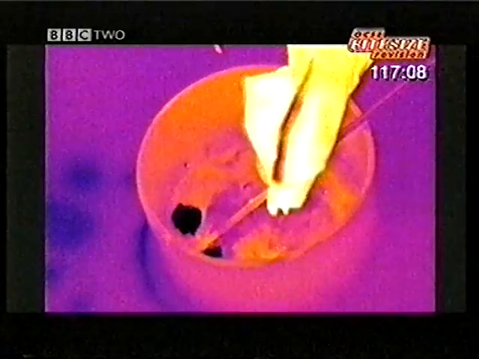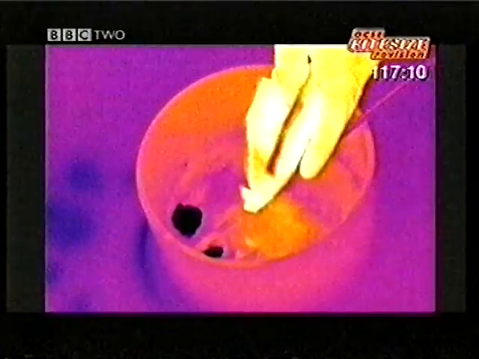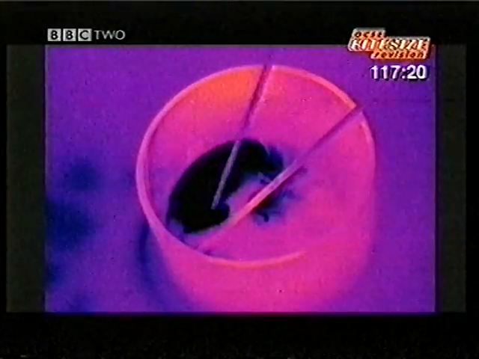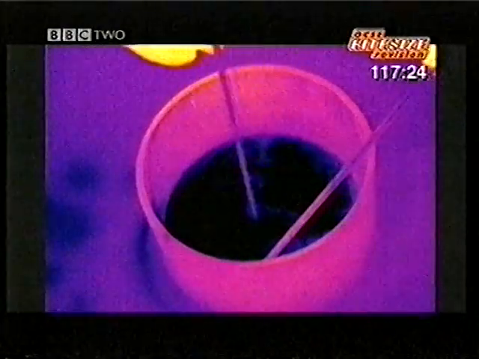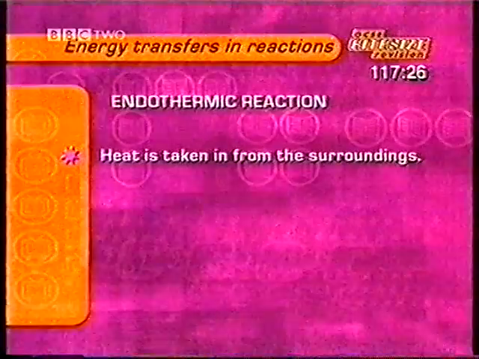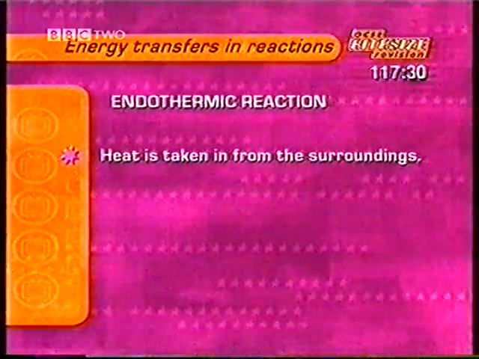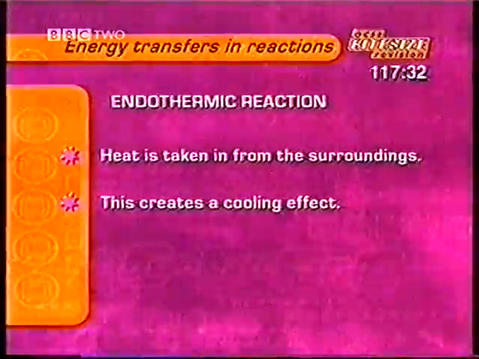The heat-sensitive camera shows the water as yellow. It's quite warm. Black shows where the mixture is much colder, as the endothermic reaction between ammonium nitrate and water takes heat out of the beaker. Quickly, it's down to just 5 Celsius, as cold as a fridge. So, in an endothermic reaction, heat is taken in from the surroundings to create the cooling effect.